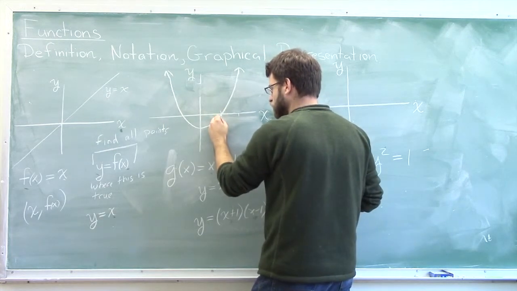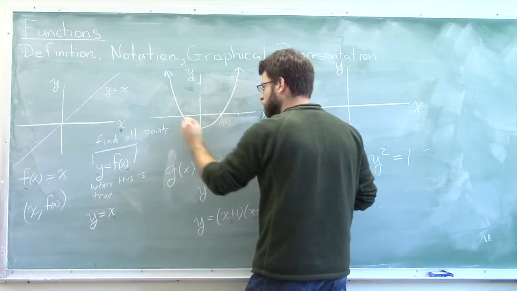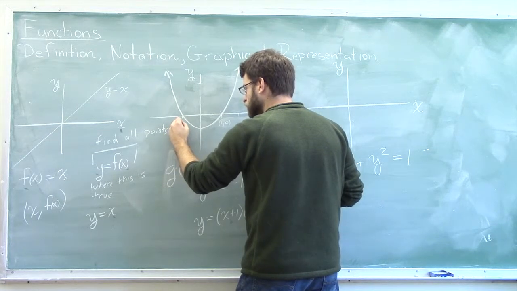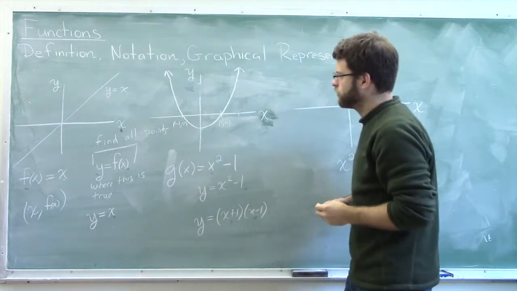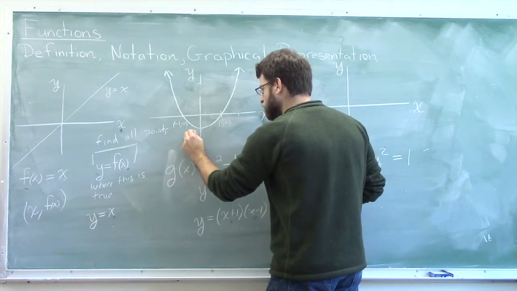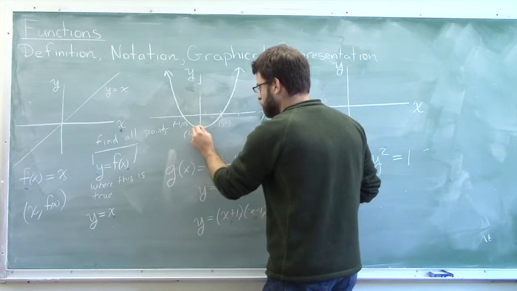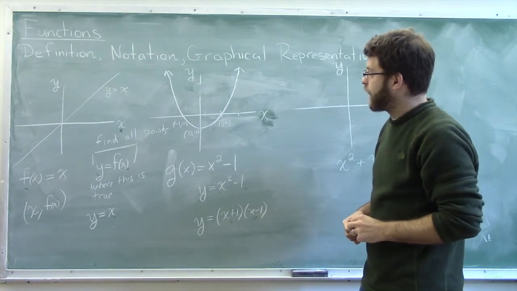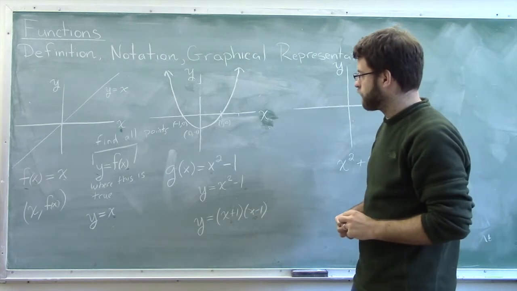This would be 1, 0. This would be negative 1, 0. Be the locations of those roots. And then this point right here would be 0, negative 1. That's 3 points on that parabola, on that quadratic graph.